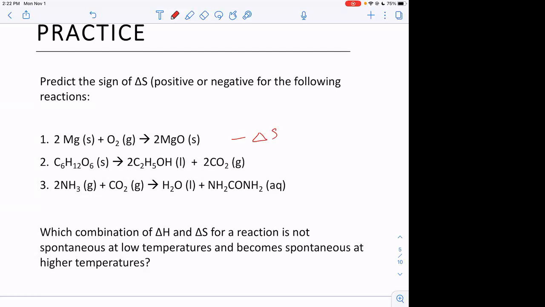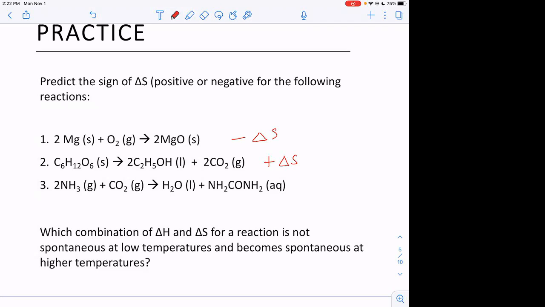Okay, what about this? Here's glucose, solid, breaks down into C2H5OH, which is a liquid, and CO2 gas. What do y'all think about that? Definitely positive, okay? You got 1 reactant, 2 products. You could look at it that way. You got 1 mole of stuff breaking down into 4 moles of stuff because you got a coefficient of 2 and 2 makes 4, or solid making liquid and gas. And we know these states of matter are way more disordered than a solid, okay?